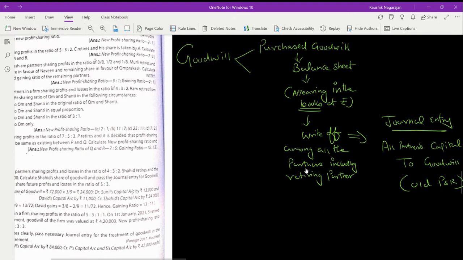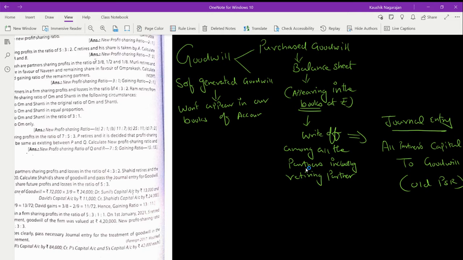Now, what is the second type of goodwill? The second type is self generated goodwill. Remember that self generated goodwill won't appear in our books of account. Then where does it appear? It will be given in the adjustment.